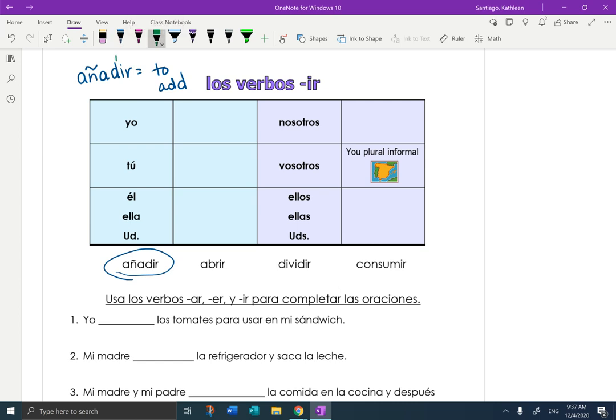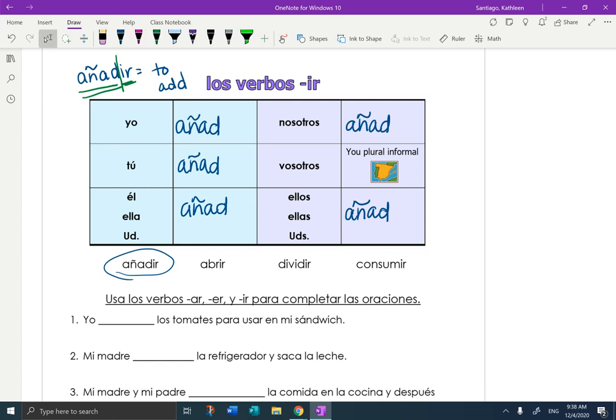What am I going to chop off? I'm going to chop off the IR. I'm left with the root, and I'm going to write that root everywhere. Añad, añad, añad, añad, añad. Okay, now I'm going to add in the endings.